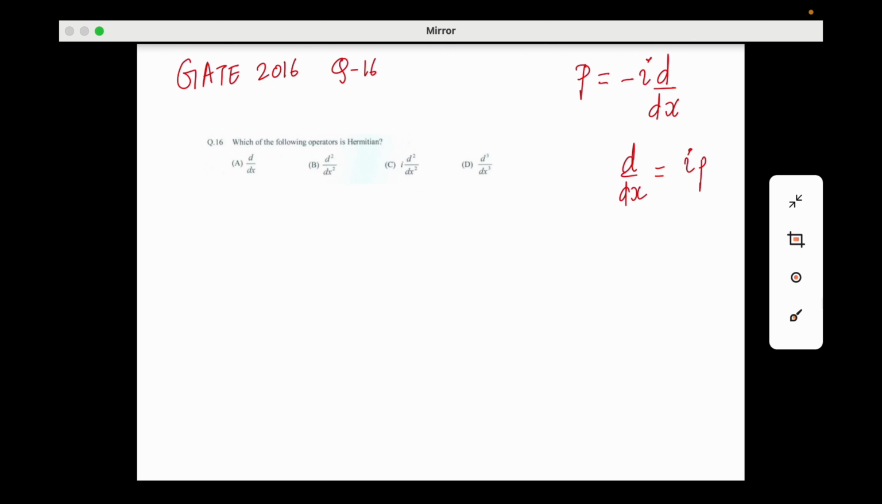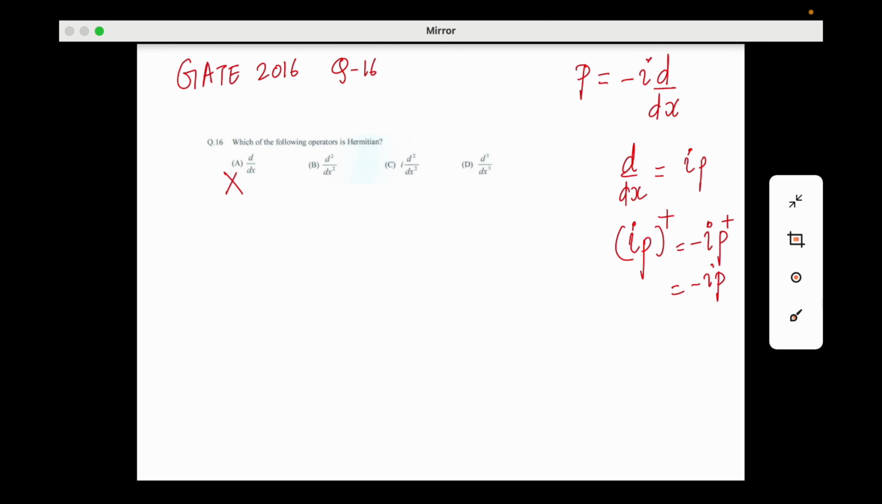ip, right? Now that is clearly not Hermitian, because if you take this, it would be minus ip dagger, which is minus ip. This is not Hermitian. So this is not Hermitian.